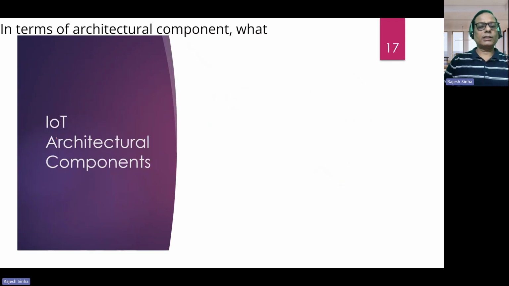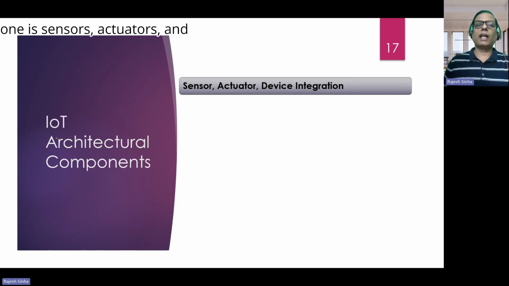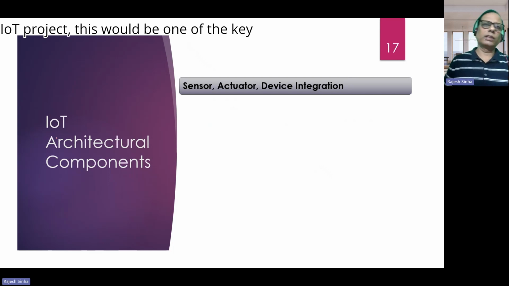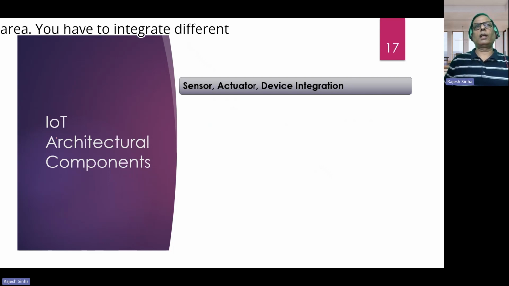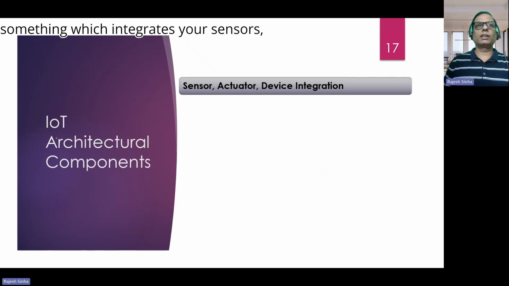In terms of architectural components, what are the things which are needed? Number one is sensors, actuators, and device integration. So if you are working on an IoT project, this would be one of the key areas. You have to integrate different kinds of sensors which collect data. You have to integrate different kinds of actuators which take actions basis the command given to them. And a device is something which integrates your sensors and actuators with the backend system.